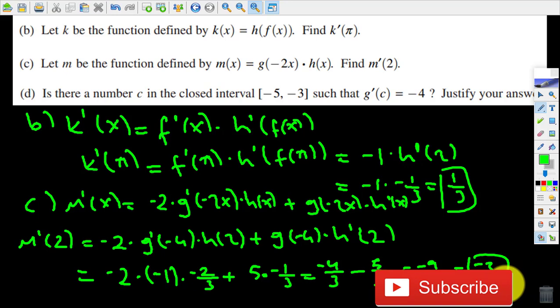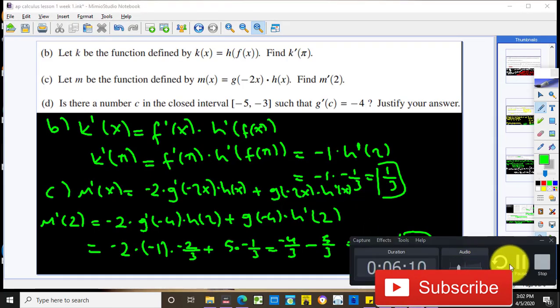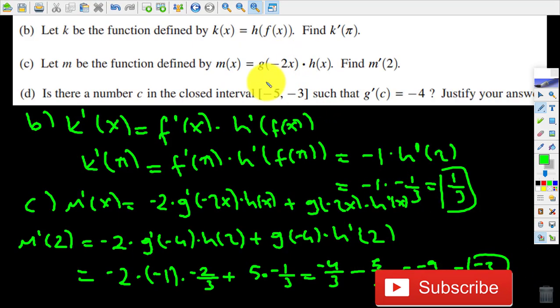For part D, it says, is there a number c in the closed interval negative 5, comma, negative 3 such that g prime of c is equal to negative 4? So basically, this problem is a perfect example of the mean value theorem. But in order to apply the mean value theorem, we need to know whether this g function is differentiable or continuous.